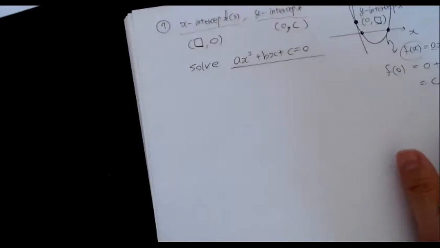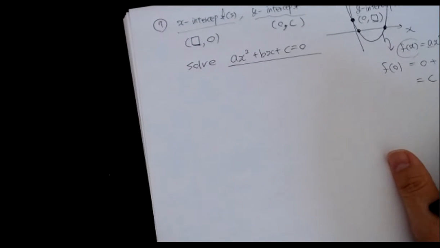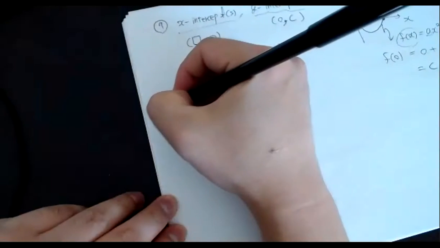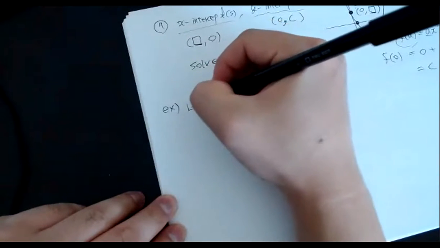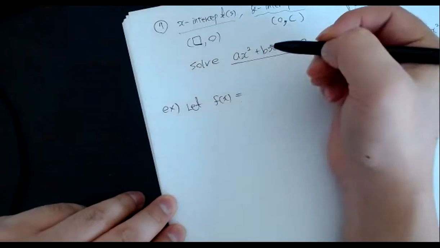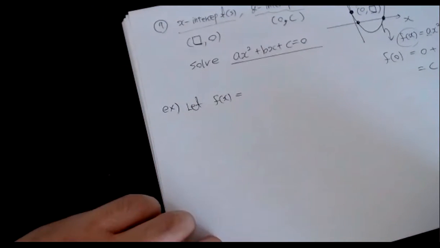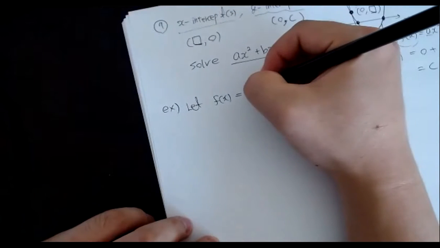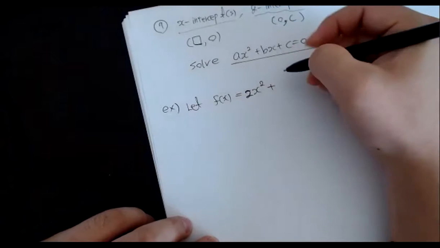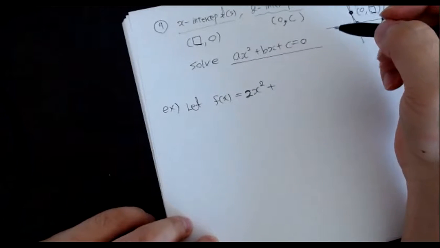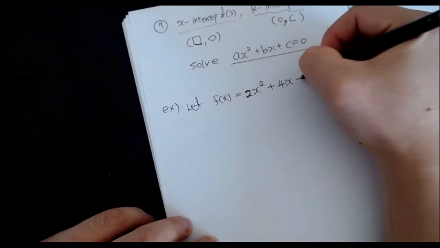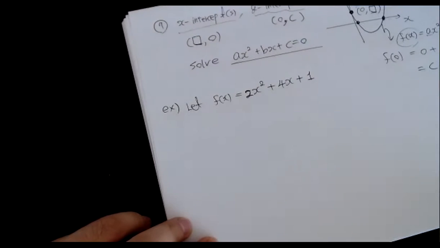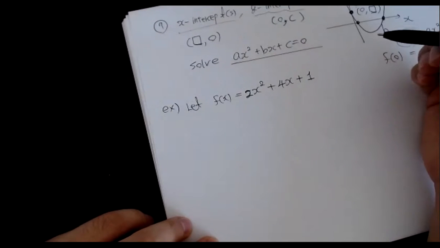So now let's see an example. Let's say f of x is 2x squared plus 4x plus 1. I'm going to find the 7 pieces of information and then plot the graph.